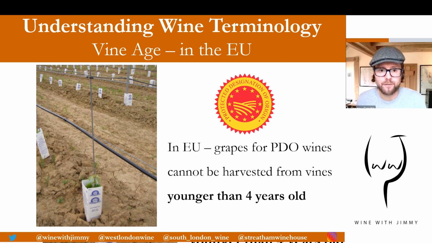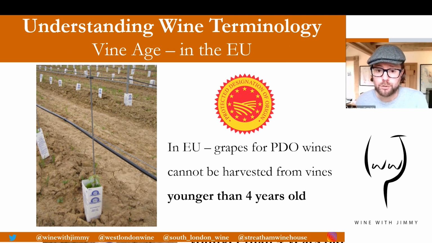So we are looking here at what's happening in the EU, because there's a picture of a vineyard which has newly been planted with a protective casing around it at the bottom. It actually has a drip irrigation system in place there as well.